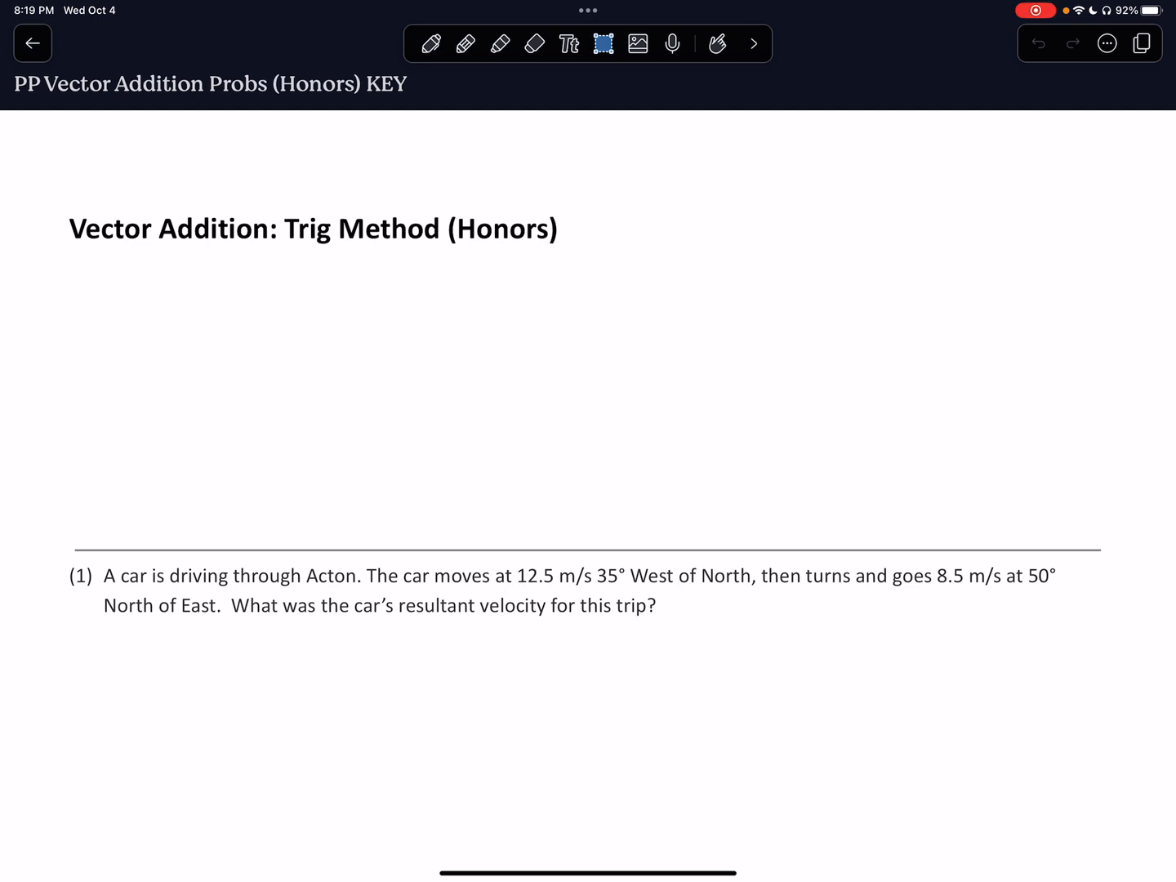This one's going to focus on the trig method for vector addition. For my students, this is more for my honors level classes, but if you're interested, have at it. All right, so let's start with talking about vectors in general.